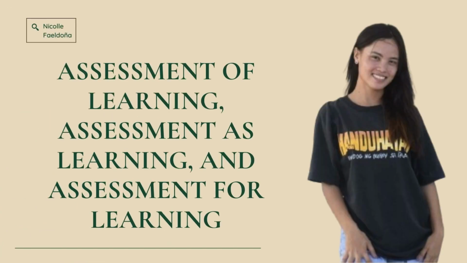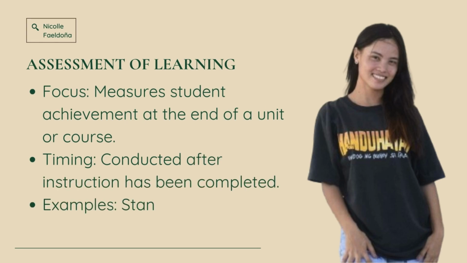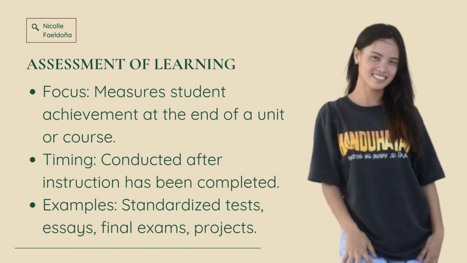So now we are going to tackle the three types of assessment, which are the assessment of learning, assessment as learning, and the assessment for learning. So first, we have the assessment of learning. It is focused on measuring student achievement at the end of a unit or course. It is conducted after instruction has been completed. For example, the standardized tests, essays, final exams, and projects.